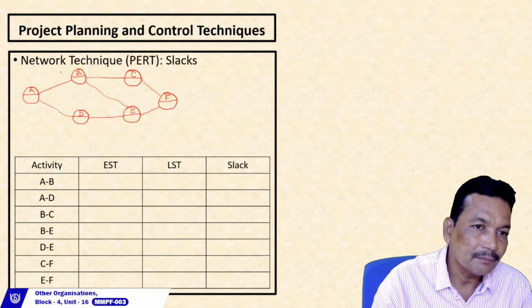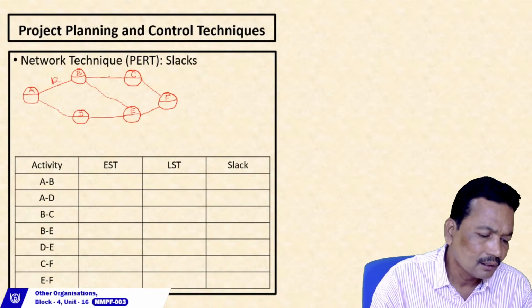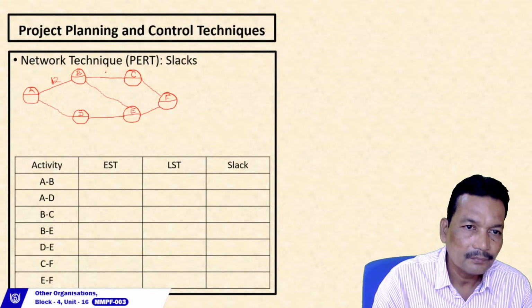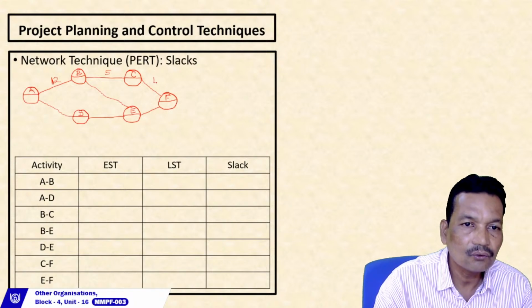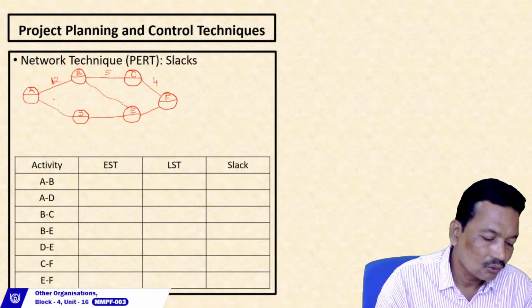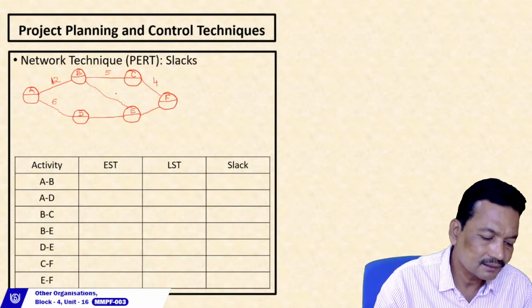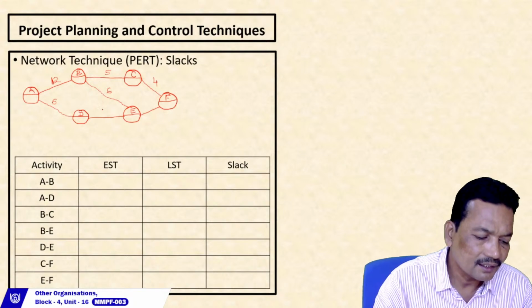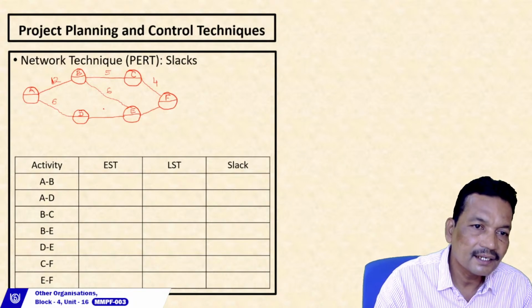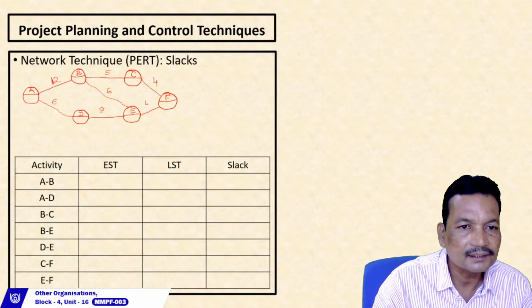Now, the time duration for each of them: AB takes 12 months, BC is 5, CF takes 4, AD takes 6 days, BE takes 6 days, DE takes 8 days, and EF takes 4 days.